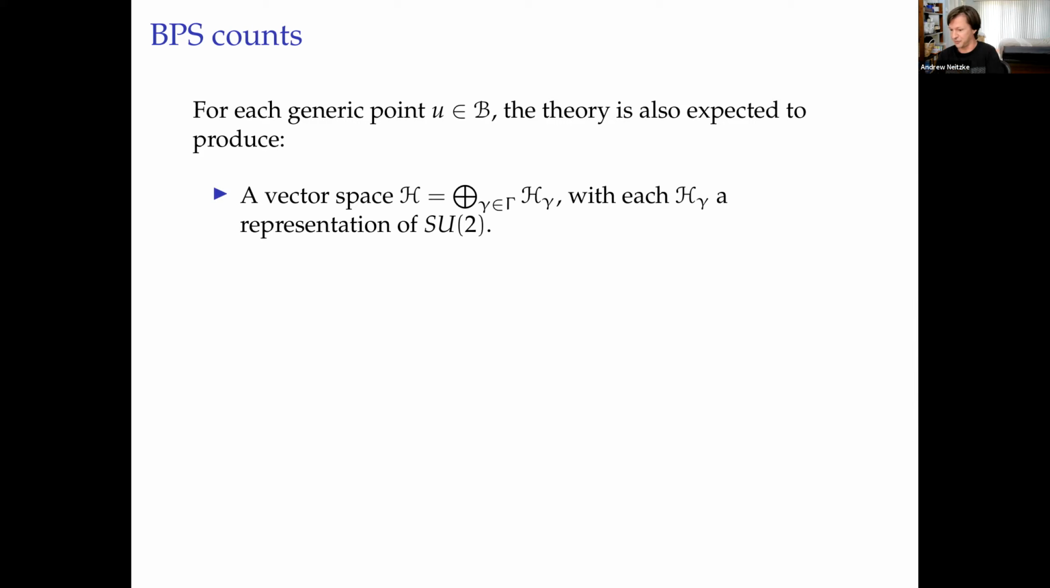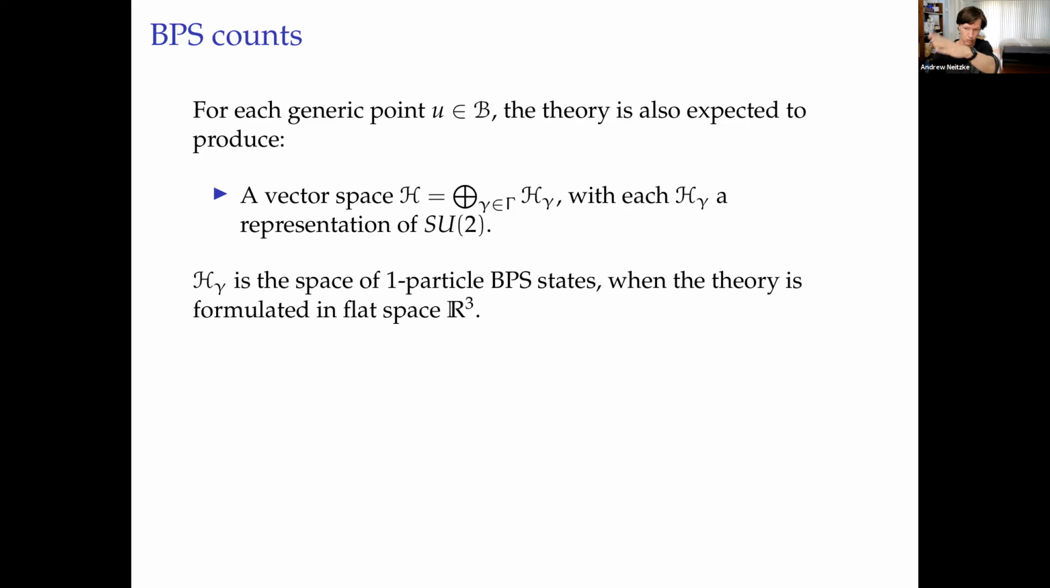You have a particle sitting in 3 dimensions. Its states naturally form a representation of SO(3) or its double cover. So there are these vector spaces, which are the spaces of BPS states, one-particle BPS states, when we formulate the theory where the space is just flat space R^3. You look at all the states that a particle can have.